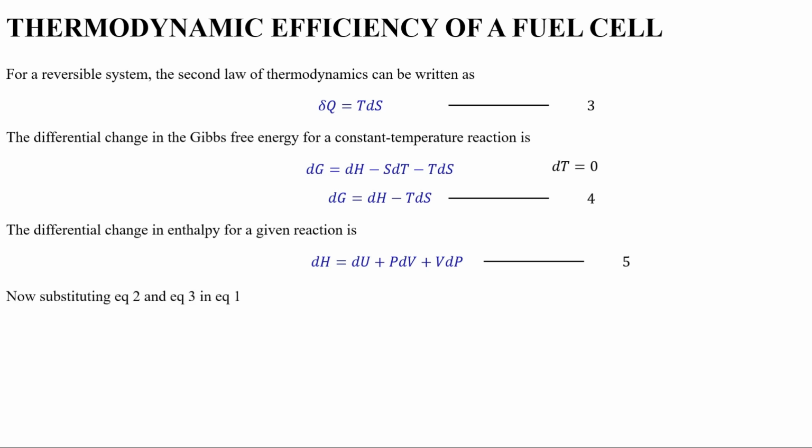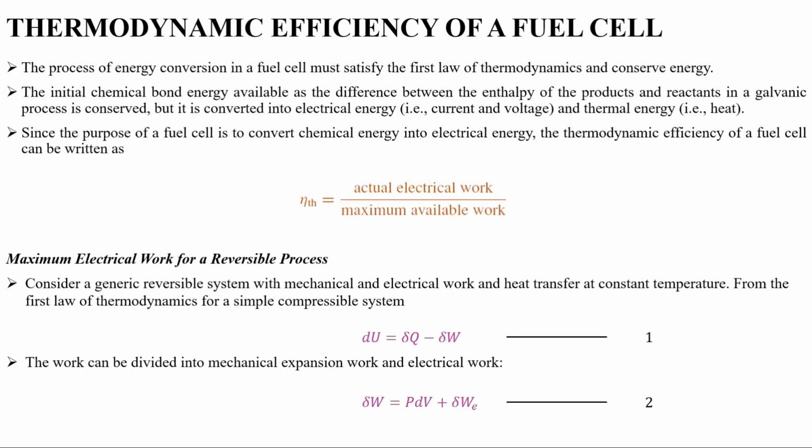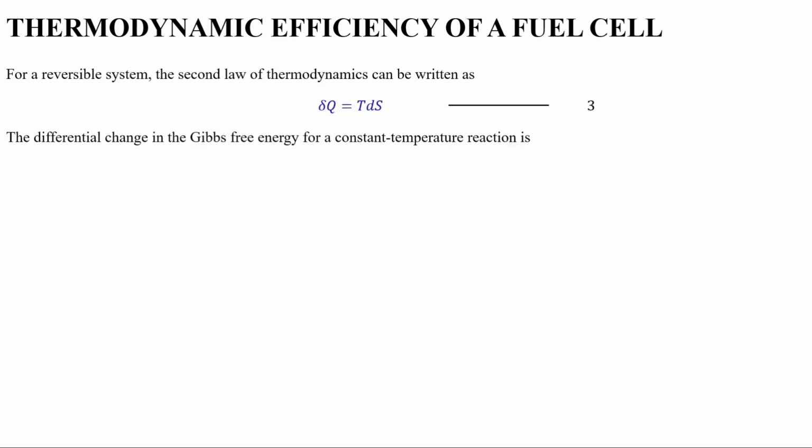Now we are going to substitute equation 2 and equation 3 in equation 1. This was equation 1 and we are going to substitute equation 2. If we go back to equation 2, what was equation 2? Now closely look, this was equation 2: δW = PdV + δWE. This is equation 2 and we are going to substitute it. This was equation 3.